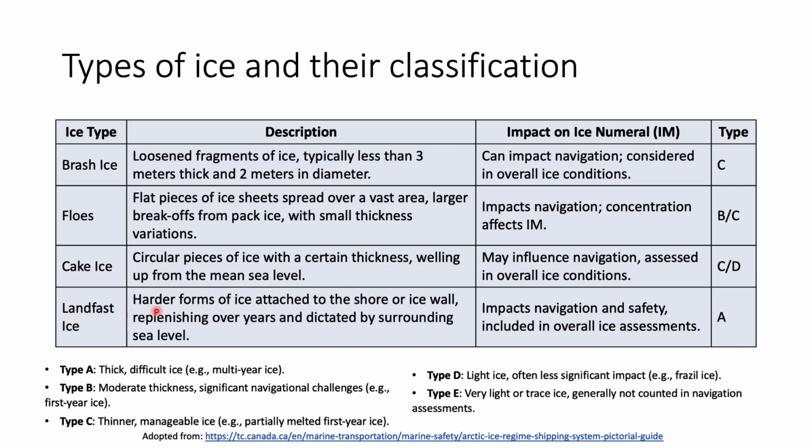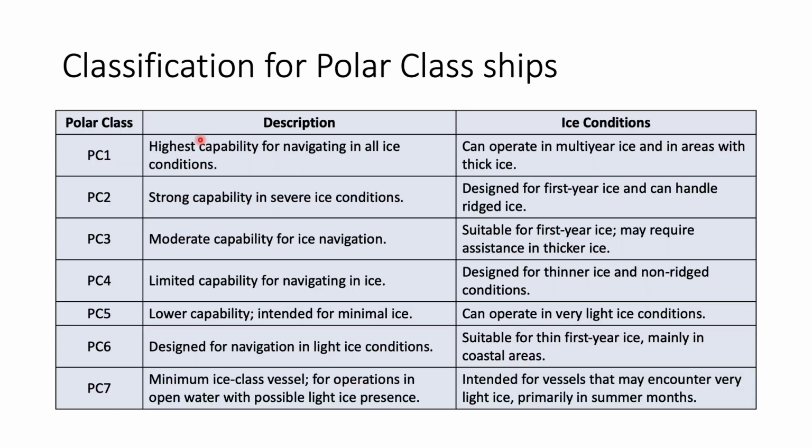And landfast ice is the harder form of ice attached to the shore or ice wall, replenishing over years and dictated by the surrounding sea levels. So we talked about ice, now we will talk about the ships. So what are the different classifications of polar ships?